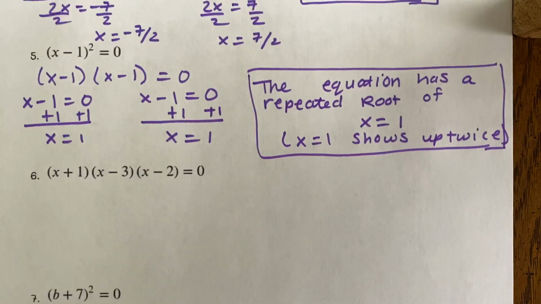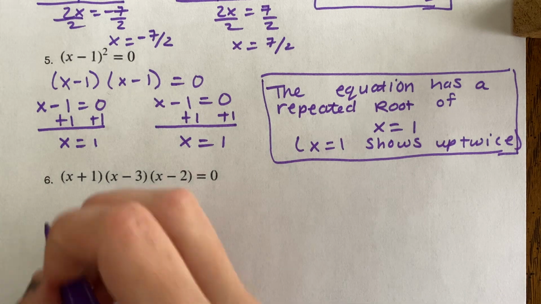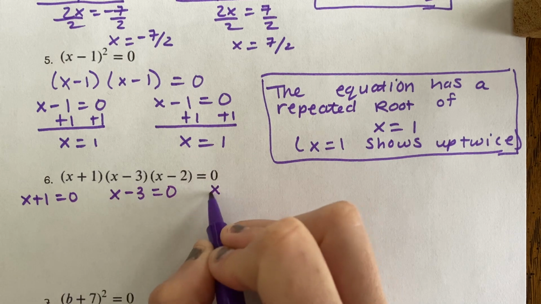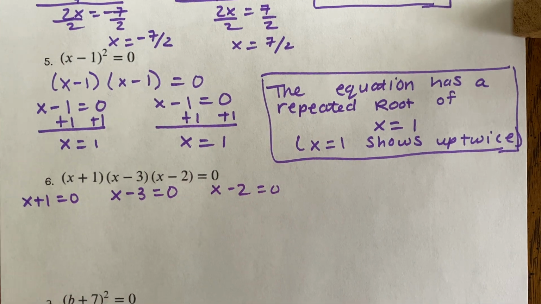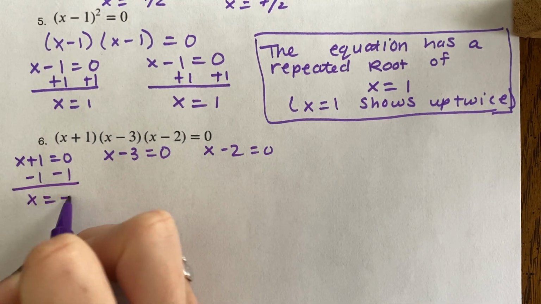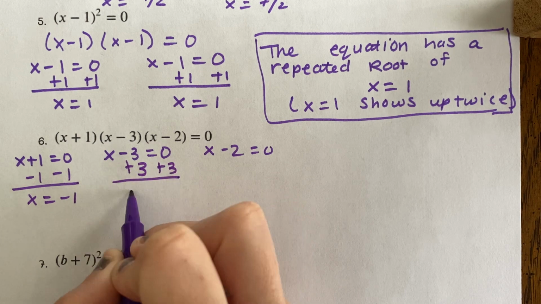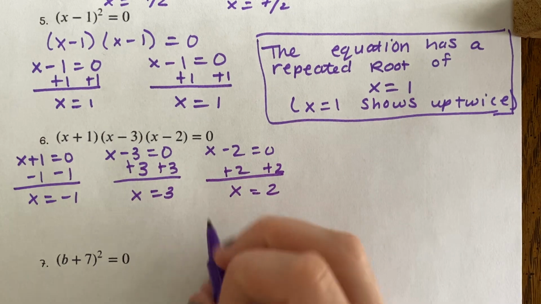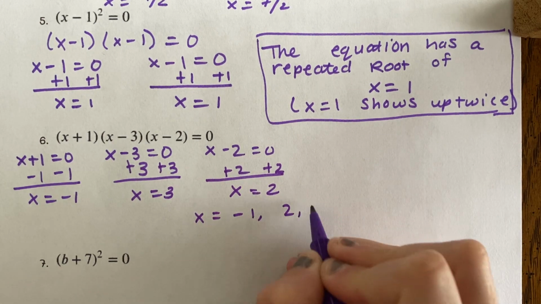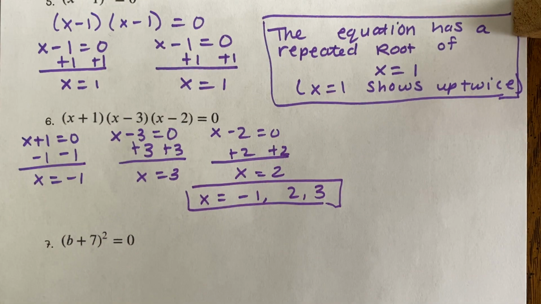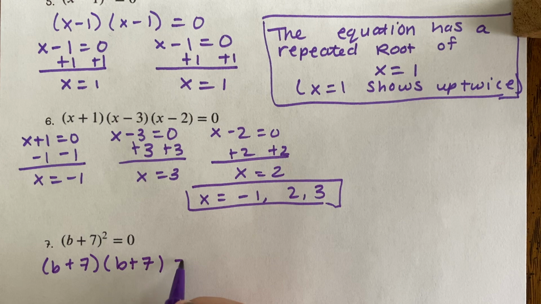All right, so then in number 6, we have 3 different roots. So we would set each one of these equal to 0. X plus 1 equals 0, x minus 3 equals 0, x minus 2 equals 0. Excuse me, we have 3 different factors, not roots. But we will have 3 roots as well. So x equals -1, x equals 3, x equals 2. So our roots are -1, 2, and 3 for this equation, okay?